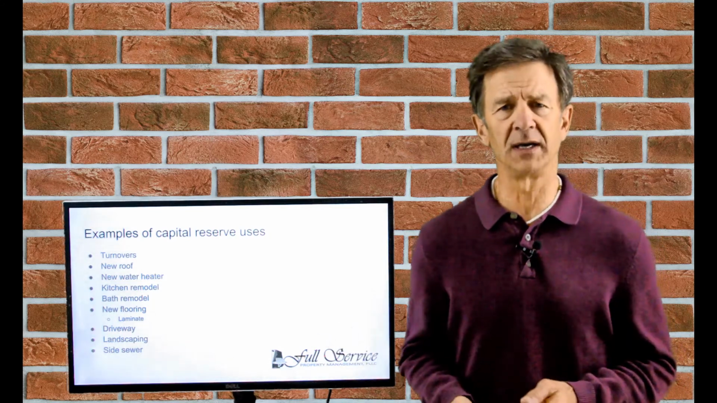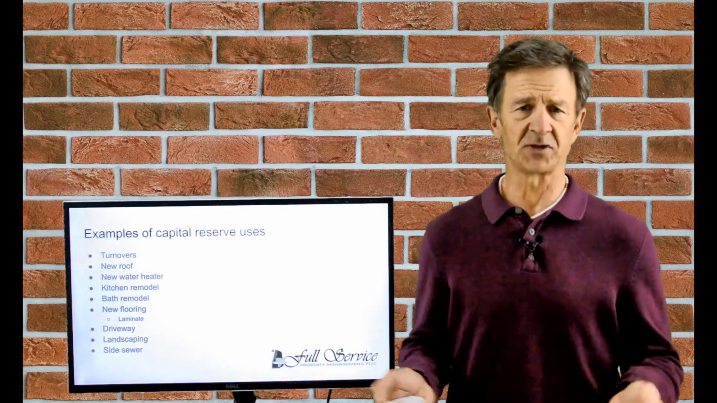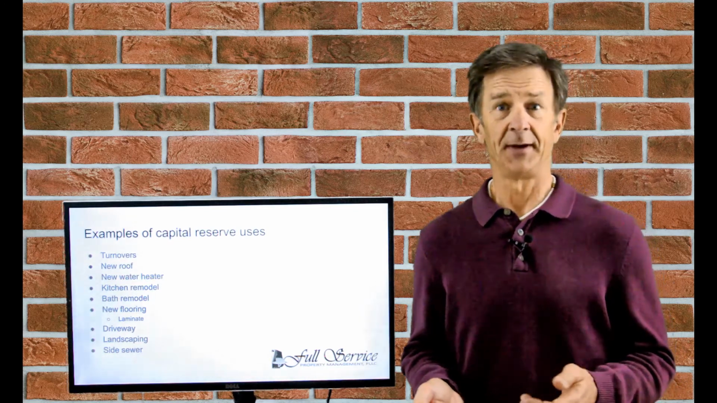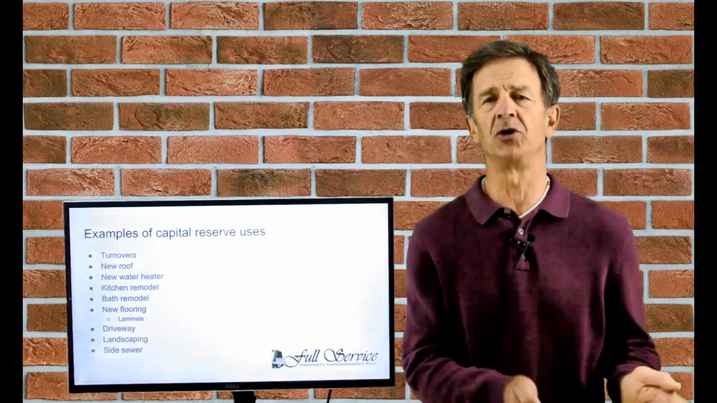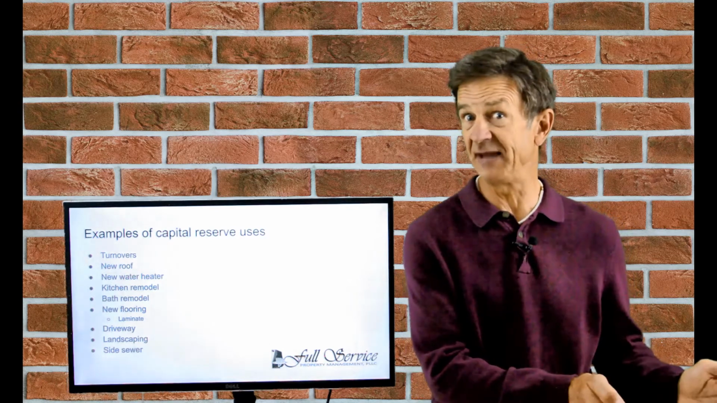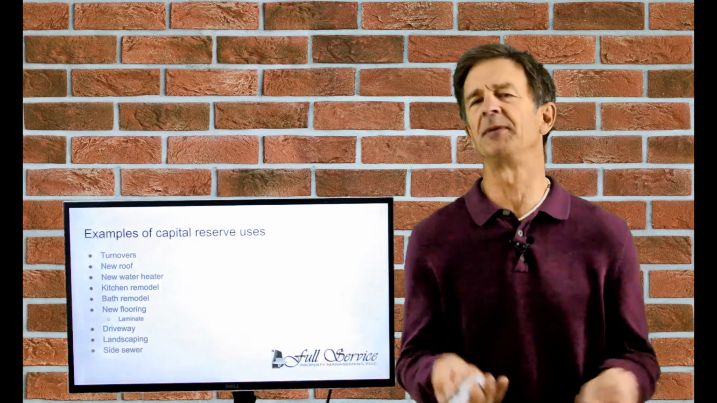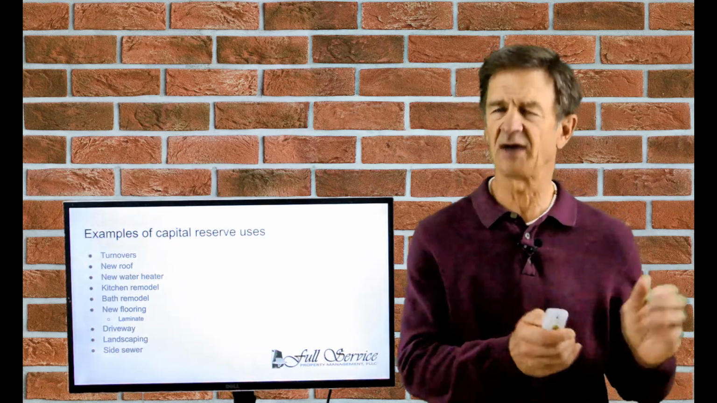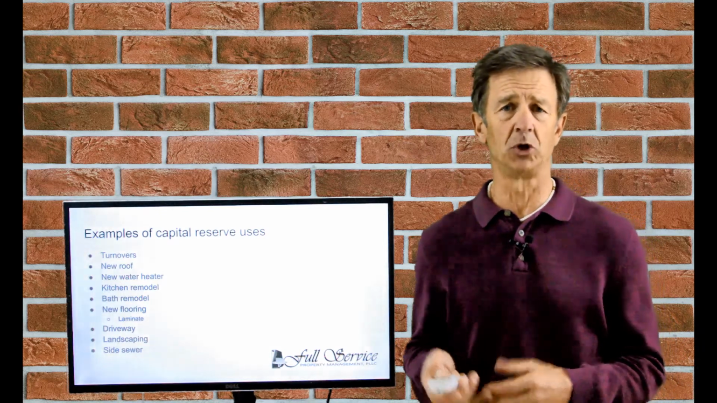A new roof is a real common capital expense. Roofs aren't getting any cheaper, and they are wearing out every day. So if you can plan for a new roof and start saving in advance for a new roof, then when that fateful day arrives, you're going to be a whole lot better off because you have a capital reserve fund. A new water heater is another example.